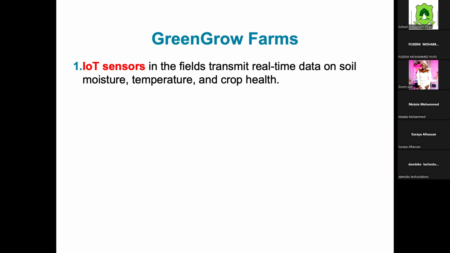The first one, IoT sensors. When we say IoT, what do we mean? Internet of Things. Now, anybody here with a smart fridge at home? Some of you have microwaves that are smart, meters that are smart, right?